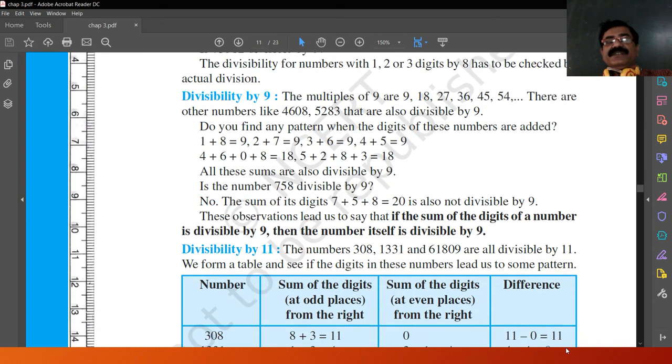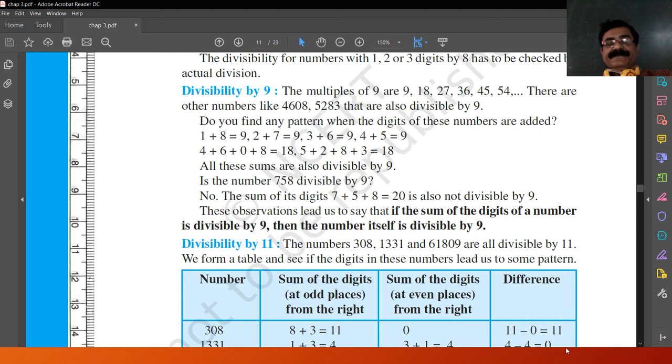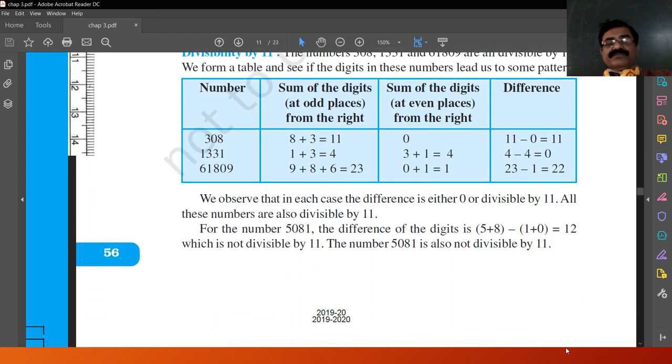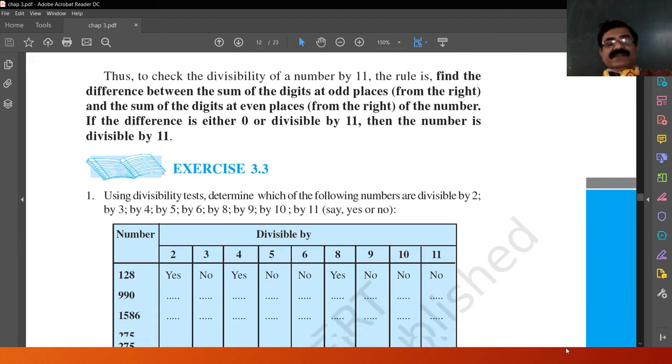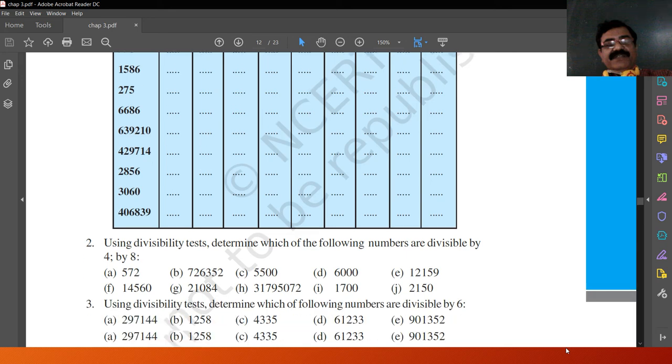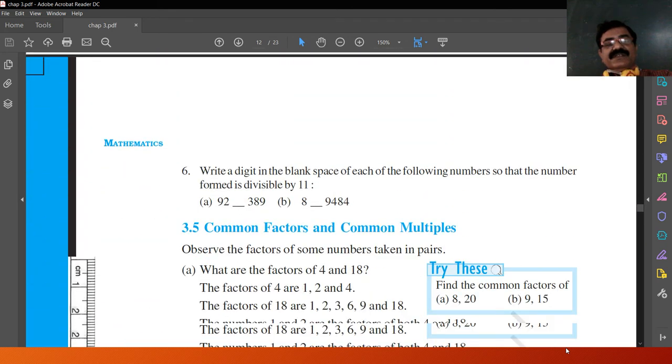If the sum of the digits of a number is divisible by 9, then the number itself is divisible by 9. For 11, find the difference between the sum of the digits at odd places from the right and the sum of the digits at even places. If the difference is either 0 or divisible by 11, then the number is divisible by 11. So very easily we can find which number is divisible by a given number, which we have already discussed. So you can solve the questions very easily.